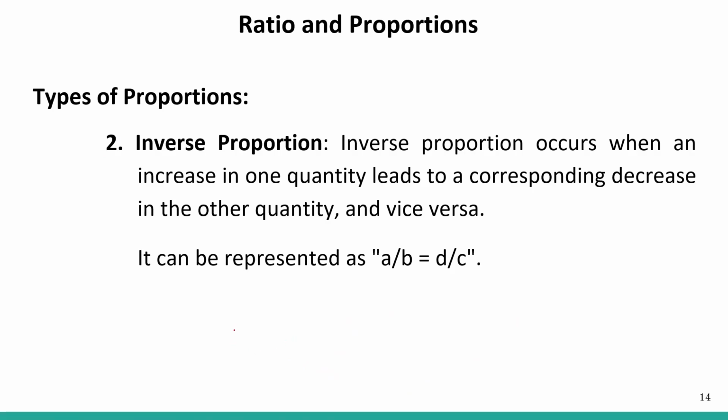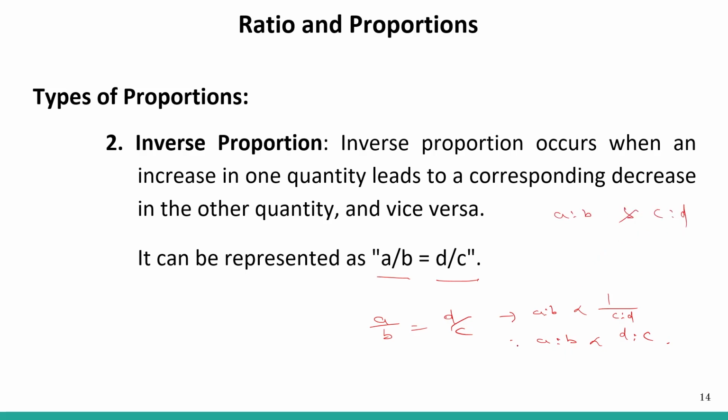So let's see what inverse proportion is. Inverse proportion occurs when an increase in one quantity leads to a corresponding decrease in the other quantity, and vice versa. It can be represented as A by B is equal to D by C. This is written as A is to B is inversely proportionate to C is to D, or A is to B is directly proportional to D is to C, where the two ratios are A is to B and C is to D.